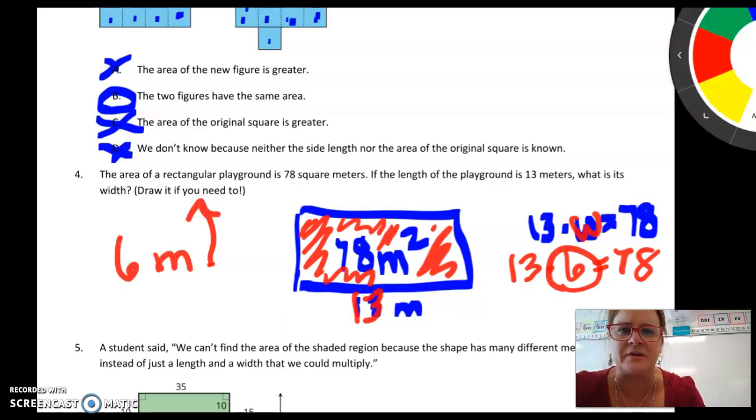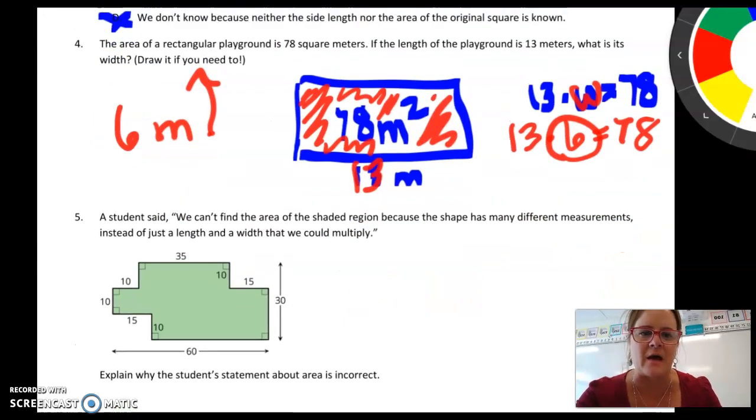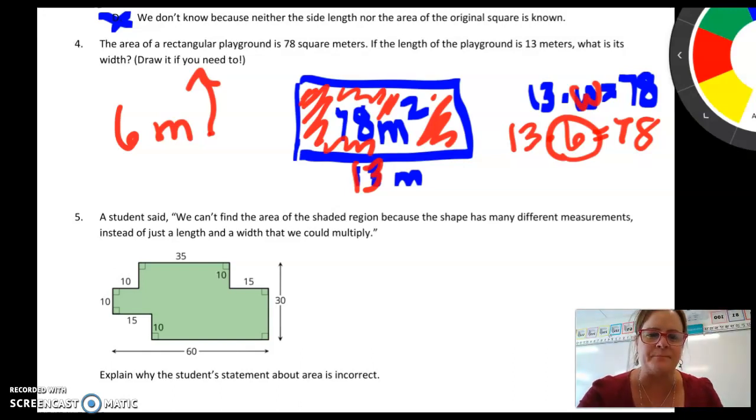Here it says draw if you need to. I draw all the time. Your brains at this age are very visual. So when it says draw if you need to, really consider how can I draw to make better sense of this. It's actually connecting the 2 sides of your brain when you do that. So it's actually really good for brain growth as well.